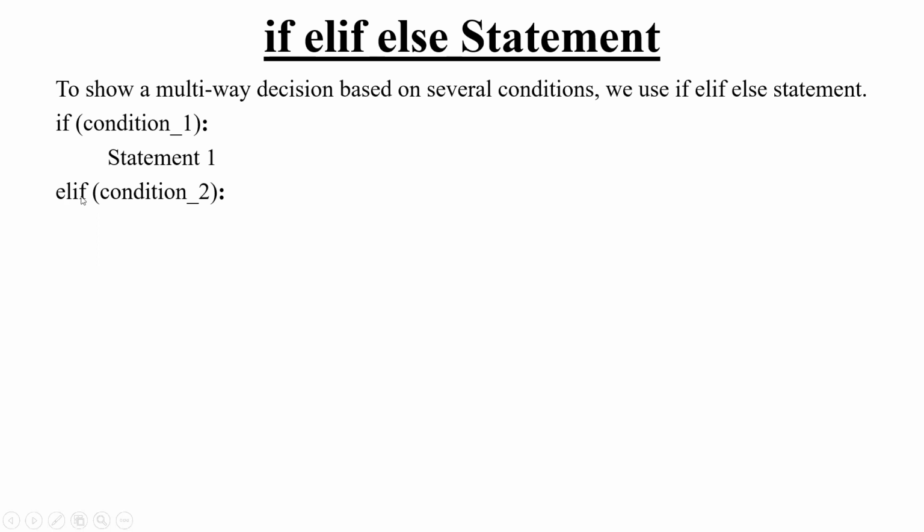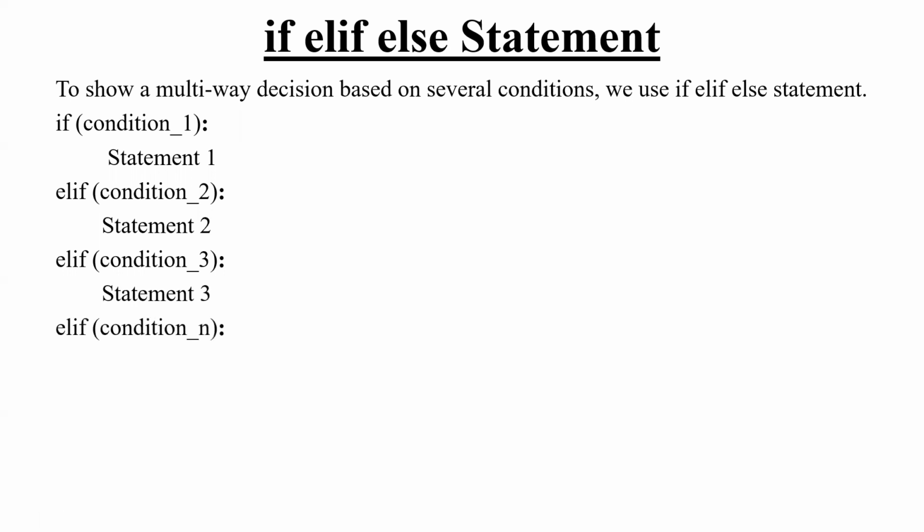So else if: if this condition is not true, then it will go to the else if statement and check the condition again. If the condition is true, execute statement number 2. Otherwise, if condition number 2 is wrong, then again one more else if statement. It will ask for condition number 3. If it is true, execute statement number 3. If it is false, again one more else if.